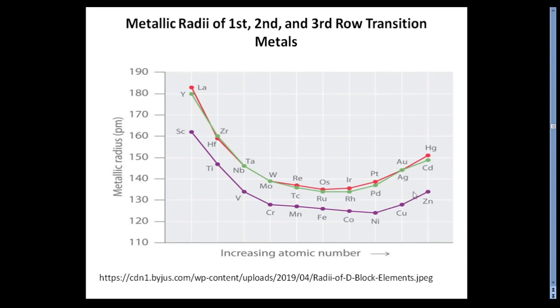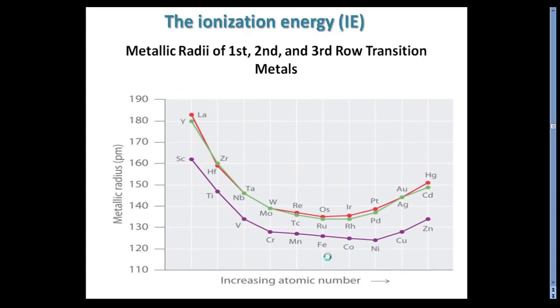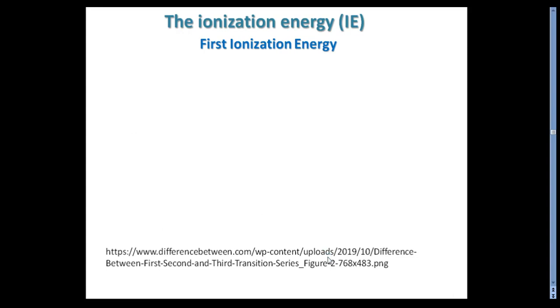Okay, and that's why some other factor increases, some other factor comes out this way. So this is all about how the metallic radii and atomic radii are increasing or decreasing in this transition series. Now the most important and very interesting topic: again, ionization energy.